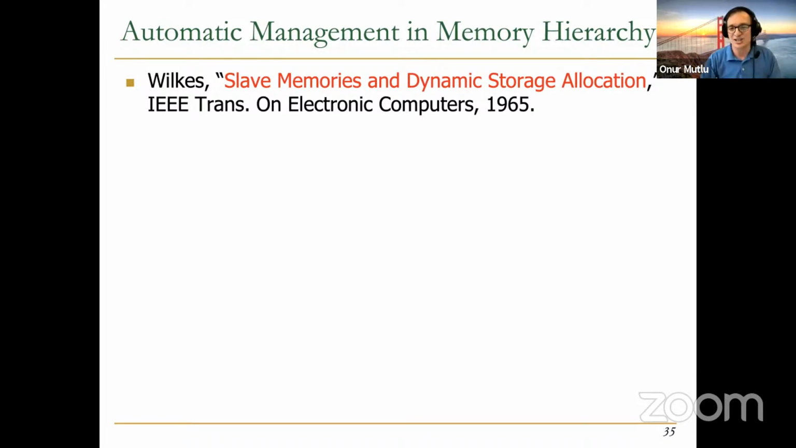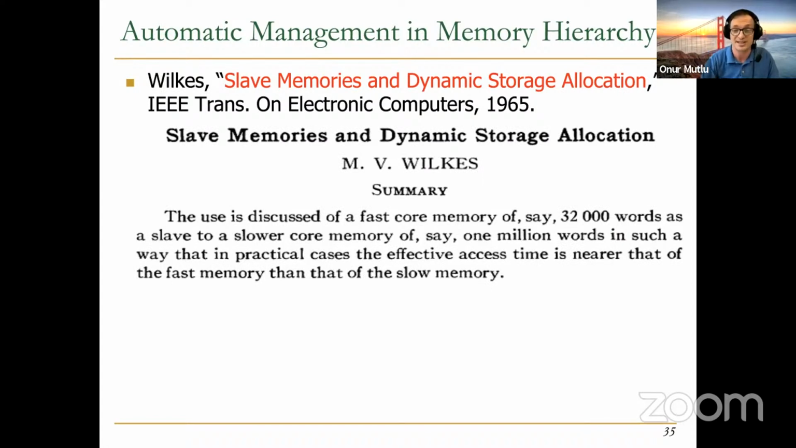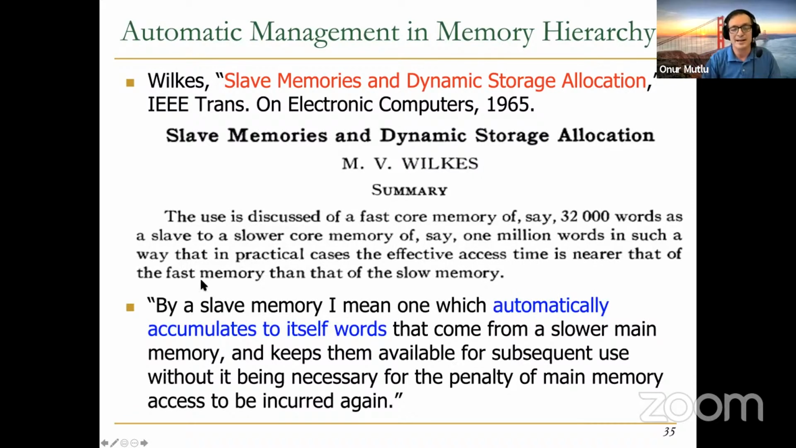So let's talk about caches. Caches are automatically managed, and I'm going to assume that in this lecture and future lectures. Whenever we talk about manually managed, it's called scratchpad memory. And automatic management was what Maurice Wilkes had in mind. I already read you the summary, and this is the paper. But basically, he says a slave memory is a cache memory in this particular case. I mean one which automatically accumulates to itself words that come from a slower main memory and keeps them available for subsequent use without it being necessary for the penalty of main memory access to be incurred again.